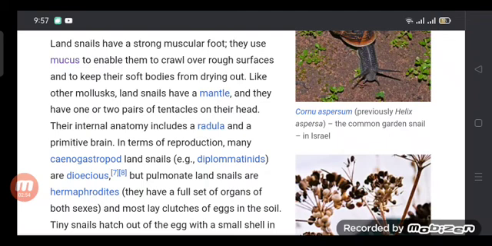In terms of reproduction, many cyclophoroid land snails, for example Diplommatinidae, are dioecious.